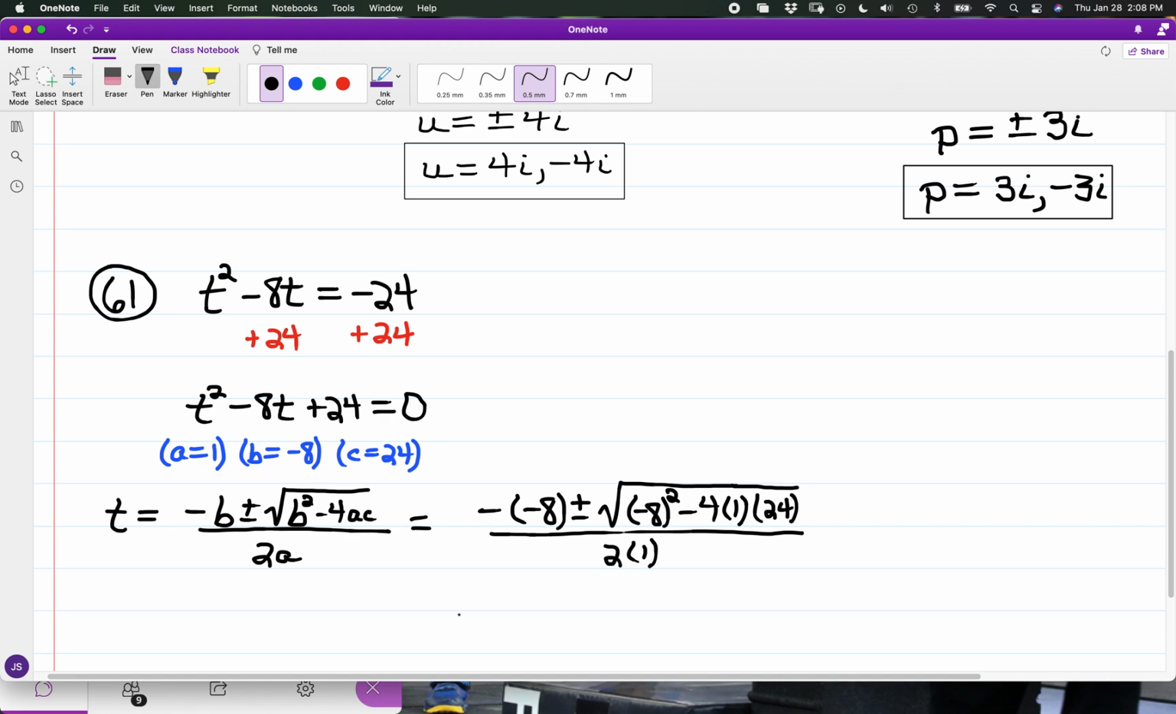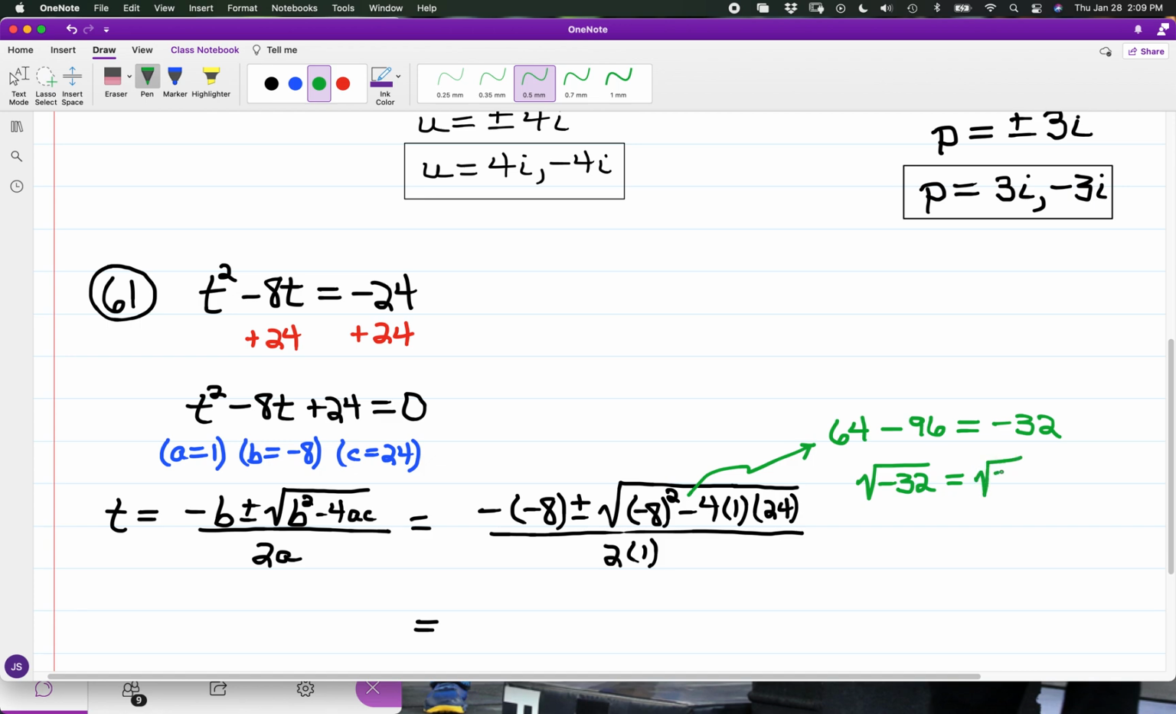Now for the activity going on inside the radical. Within, the square of negative 8 is going to become negative 8 times negative 8, which is positive 64. Now with negative 4 times 1, you have negative 4. Negative 4 times 24 becomes negative 96. And 64 minus 96 becomes minus 32. And if I take the square root of the difference, you have the square root of negative 32.